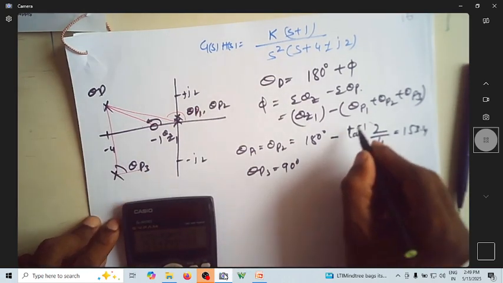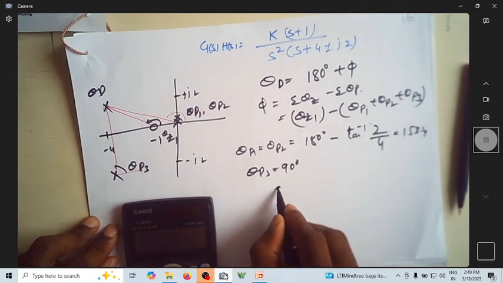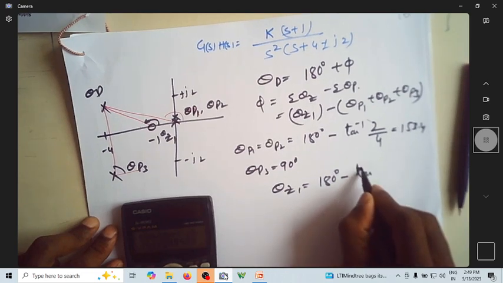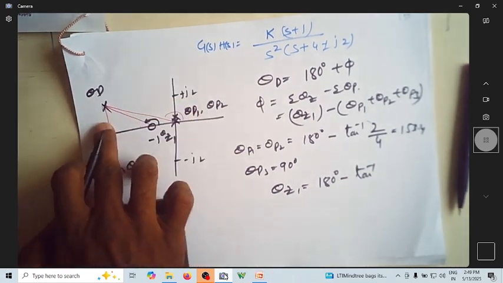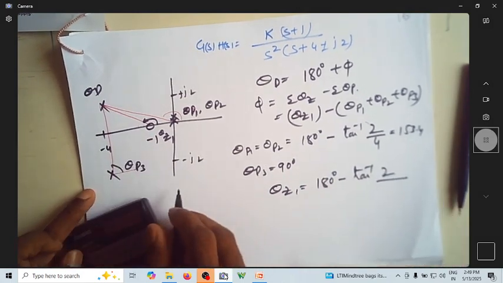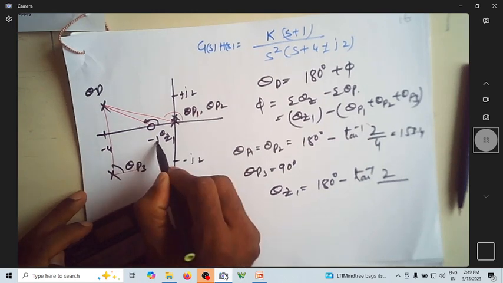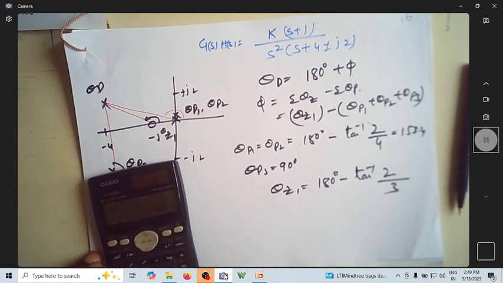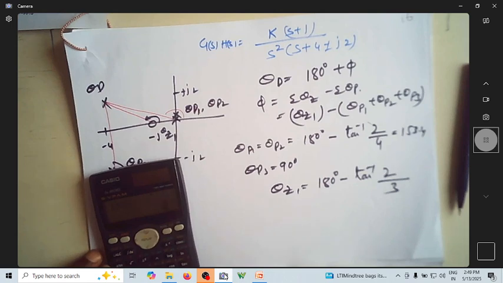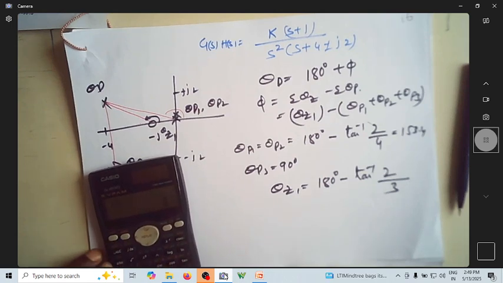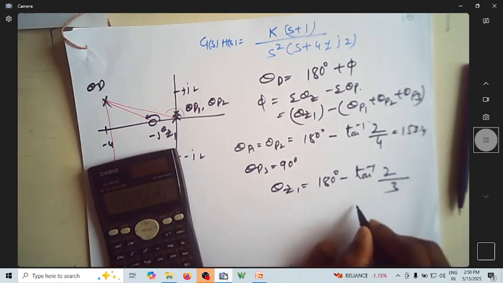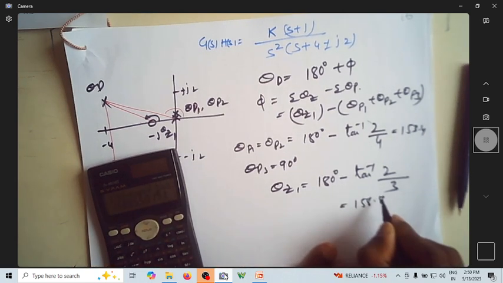So overall, what is theta Z? Theta Z1 you can write as 180 degrees minus tan inverse of opposite, which is 2. You can see this is unit 2. Adjacent is, here it is minus 4, here it is minus 1, so it is a unit 3. So this is 180 minus tan inverse of 2 by 3, which is 158.8 degrees.